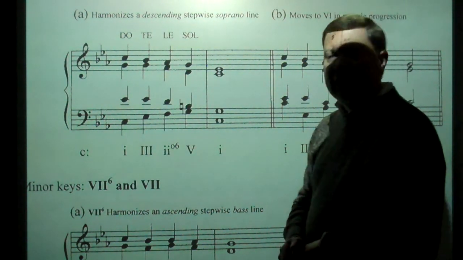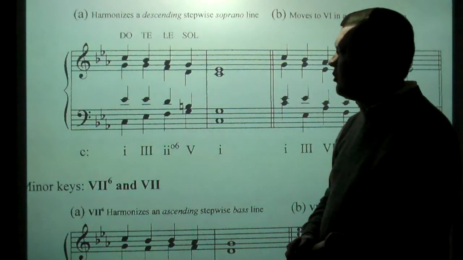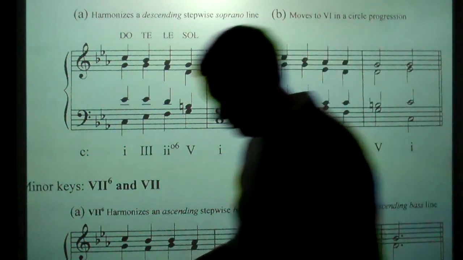And let me go ahead and play this passage at the piano so you can hear it in the minor mode.